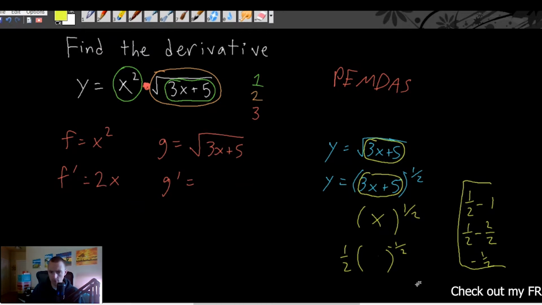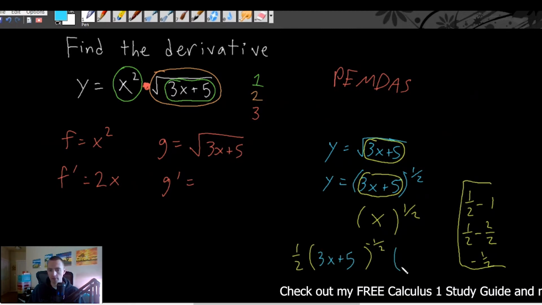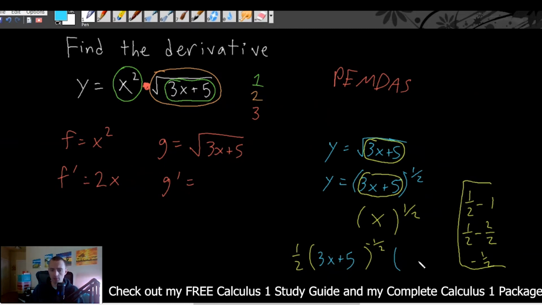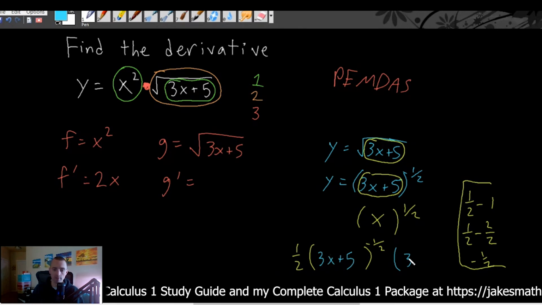So let me just move this over real quick. We'll leave our inside function as 3x plus 5. Then we need to multiply this by the derivative of the inside function. Well, the derivative of 3x plus 5 is just going to be 3, because the derivative of 3x is 3, and the derivative of 5 is 0.